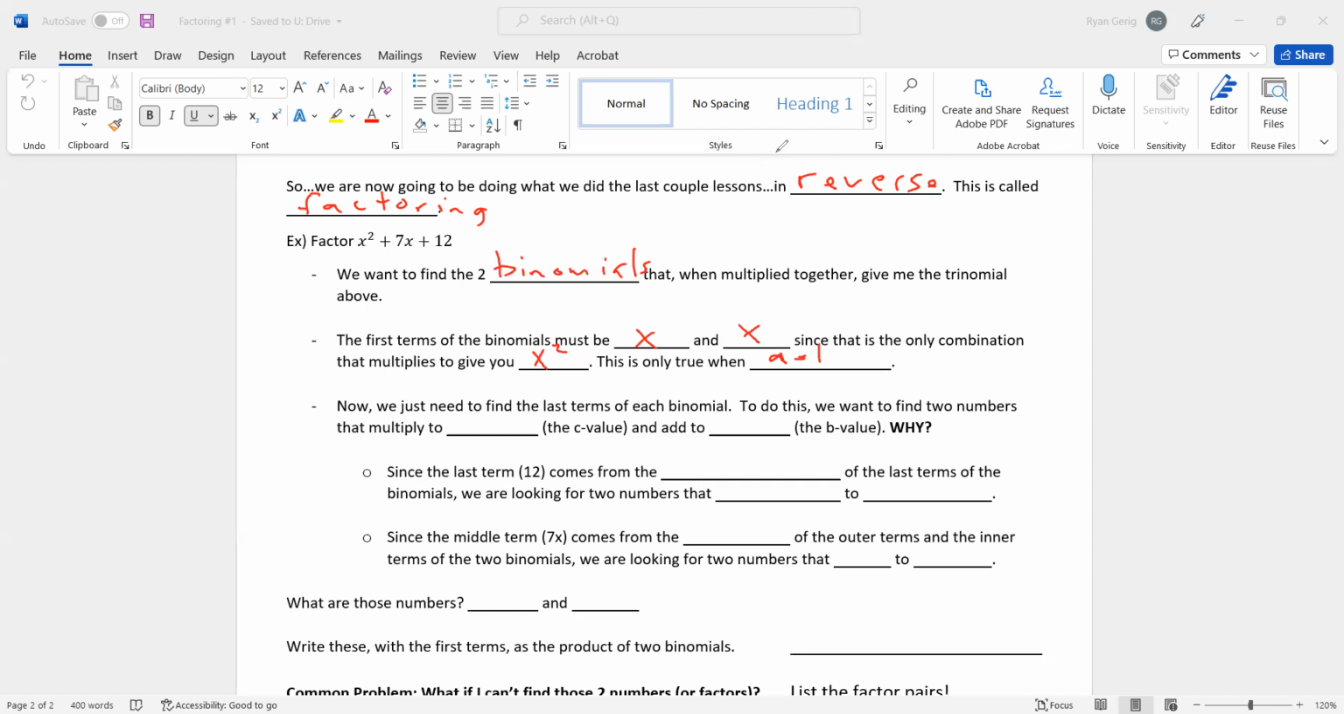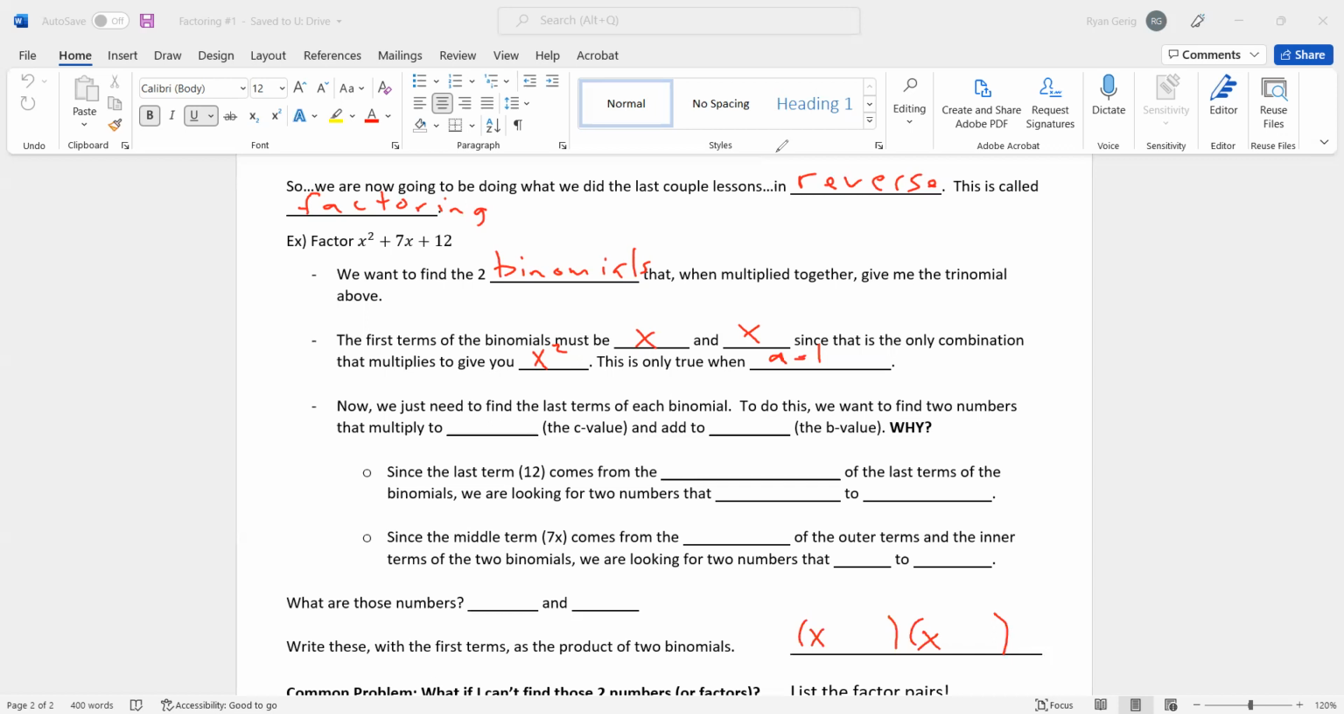I'm going to kind of go out of order here. I'm going to go down here to the very bottom. It says write these with the first terms as the product of the two binomials. What I've just said is, I know that I'm having two binomials, so I'm going to set it up like that. The first terms in those binomials have to be x and x. So I'm going to go ahead and do that.